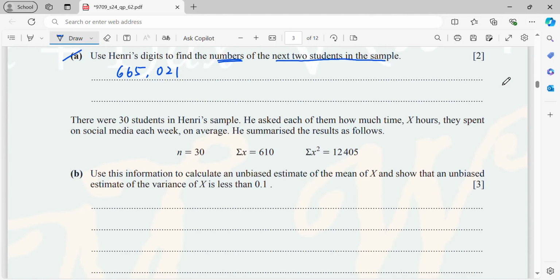Now there were 30 students in Henry's sample. He asked each of them how much time, X hours, they spent on social media each week on average. He summarized the results as follows, given n and the summation of x squared. Use this information to calculate an unbiased estimate for the mean of X and show that the unbiased estimate for the variance is less than 0.1.